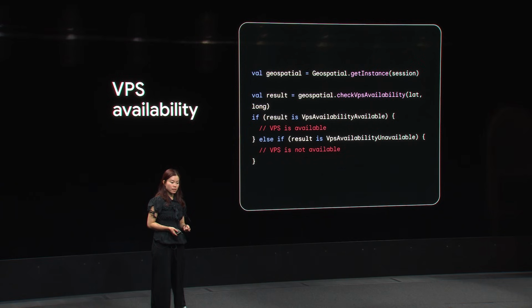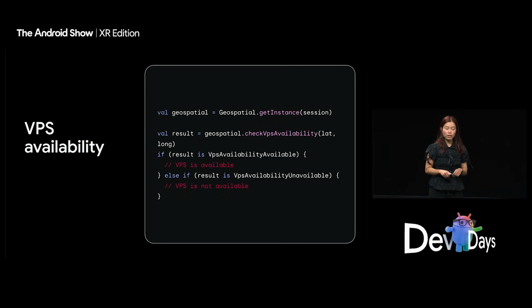Once configured successfully, you can grab the geospatial object using the getInstance method and passing in the session again. In areas with low GPS accuracy, like dense urban environments, this API relies on VPS coverage. You can check if a specific location has coverage asynchronously using the checkVpsAvailability method and passing in a latitude and longitude. If the result returns VpsAvailability available, you're good to go.